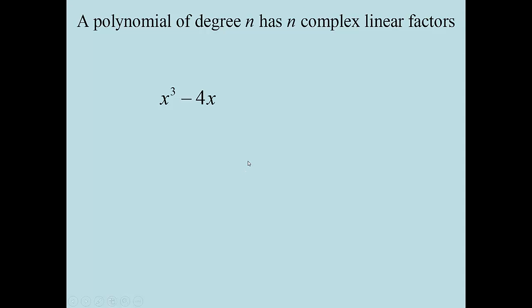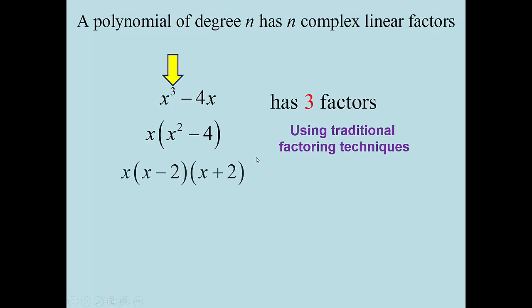Here's one. We can actually do this the traditional way. We can factor this into x times x squared minus 4, and we can factor the x squared minus 4 into x minus 2 and x plus 2. So you can see the three factors. Third degree polynomials have three factors.